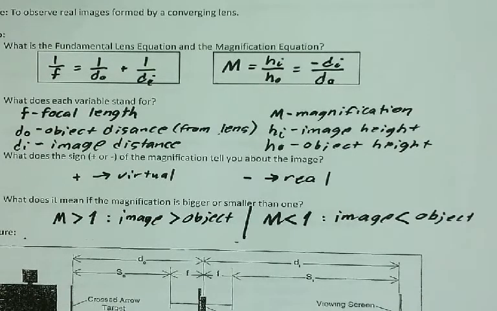How does it work for your eyes? What do you mean? Oh, you see the world upside down. Your brain flips it so it looks right side up, but the actual image is upside down in your eye.